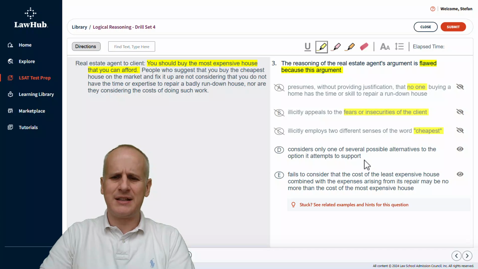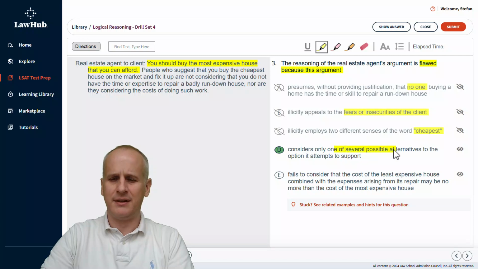And then choice D, considers only one of several possible alternatives to the option it attempts to support. Again, bland LSAT language, but this is absolutely what we expected, that most expensive and cheapest houses are not the only 2 houses on the market. So D definitely matches what we predicted, and we should be able to select it pretty immediately.